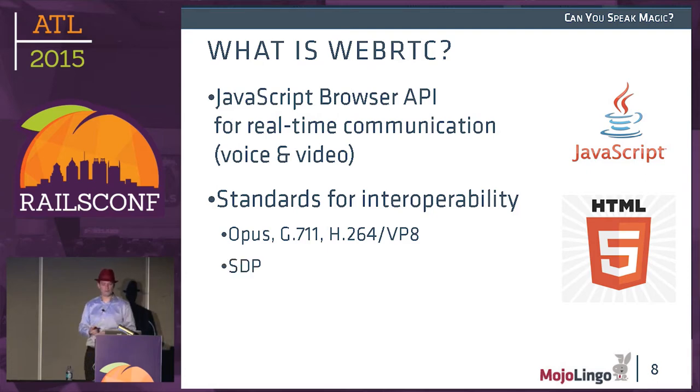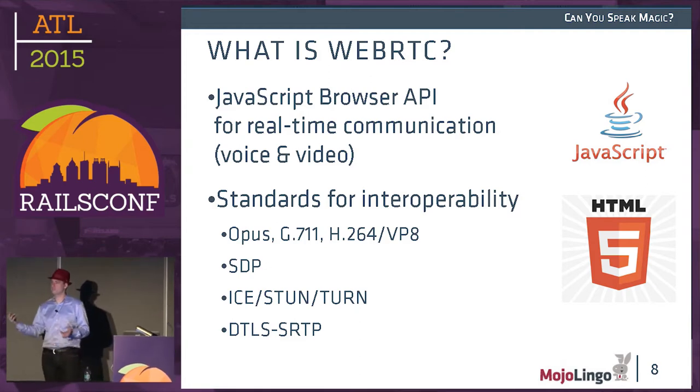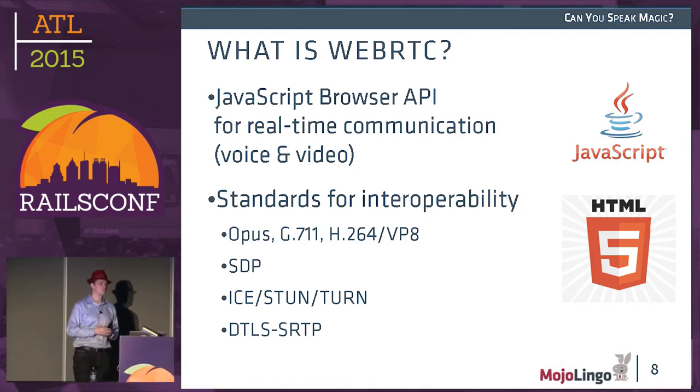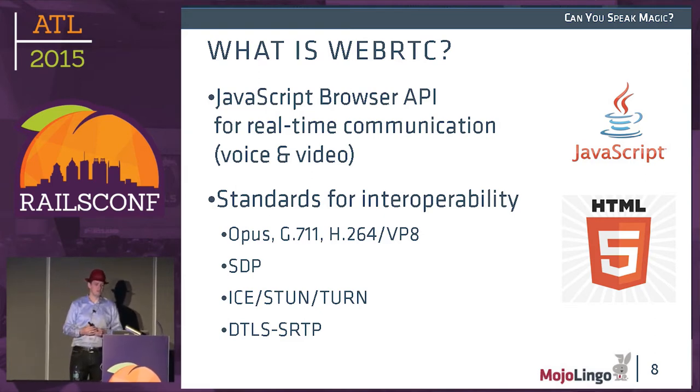There are a few more alphabet soup type things that are built into the standard. SDP is the mechanism by which the two endpoints exchange information about where they are. I'll talk about it in a second. ICE, STUN, and TURN are the protocols used to traverse the firewall. And then DTLS-SRTP is exciting because it is basically on by default encryption. So all the media on your calls will be encrypted.